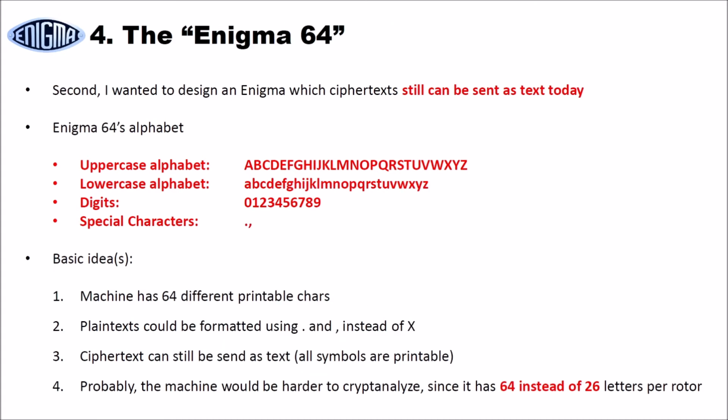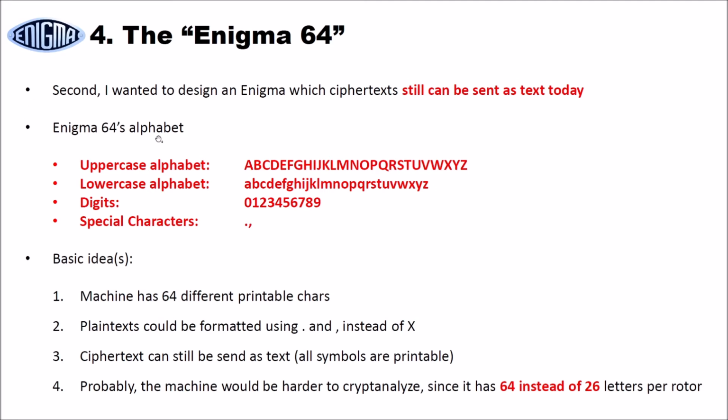Let's have a look at the next Enigma machine. And as I said, we will also have a look at all of these machines in the source code. So the second machine I wanted to design was a machine whose ciphertext can still be sent as text today. And that means that the symbols of the machine are printable symbols.